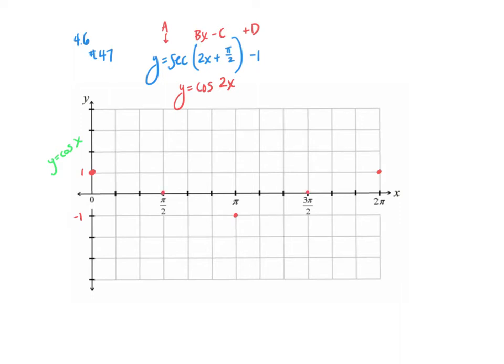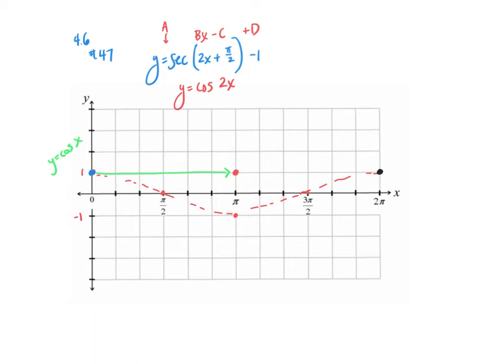So if you were to graph that parent function of the cosine, it would look like this, because it takes 2 pi to go all the way through the values. What we're going to do, instead of going all the way to 2 pi, is we're going to go to pi. So instead of this point right here, we're going to compress that to pi.